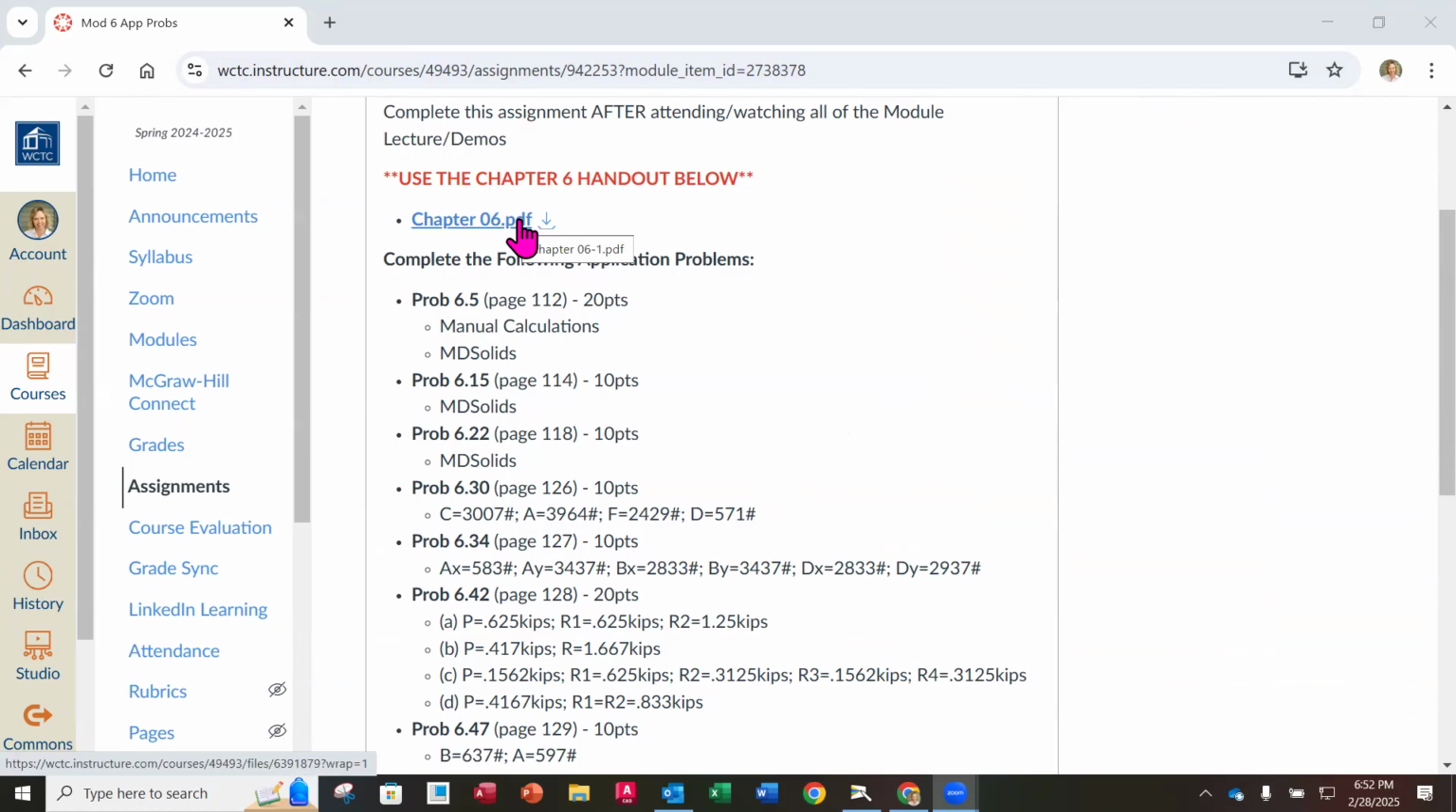Do not use the McGraw-Hill ebook, okay? Do not use those. This is chapter 6 out of this handout. The first three problems are truss problems. The first one, problem 6.5.